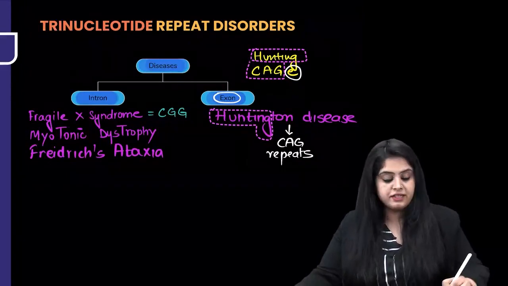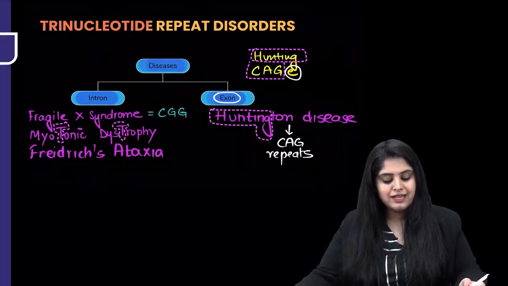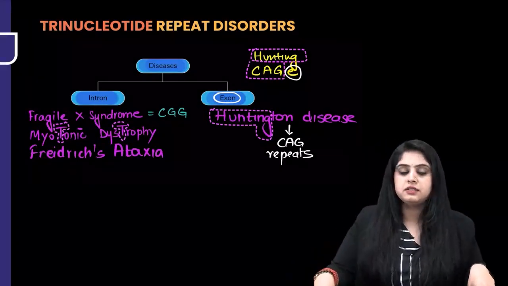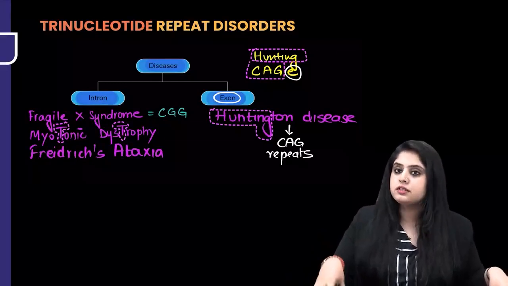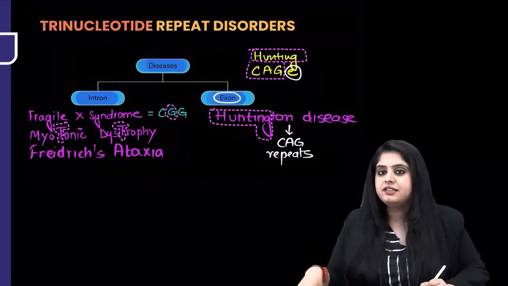The next disease is myotonic dystrophy. I realize both words have a T in the center. Myotonic has a T in the center. Dystrophy has a T in the center. So now, from above, I had CGG in Fragile X.